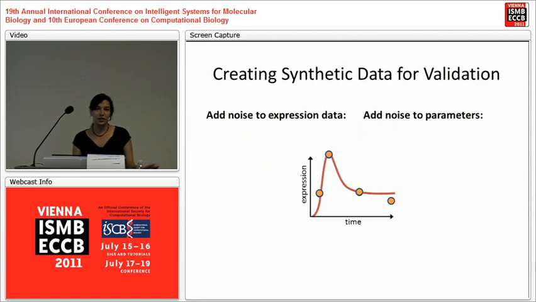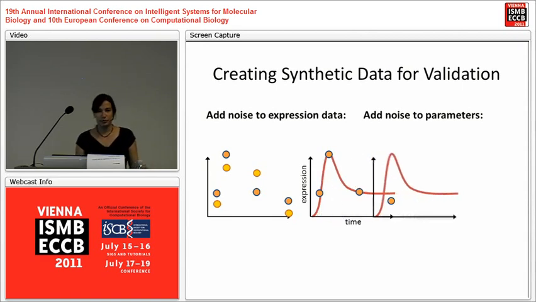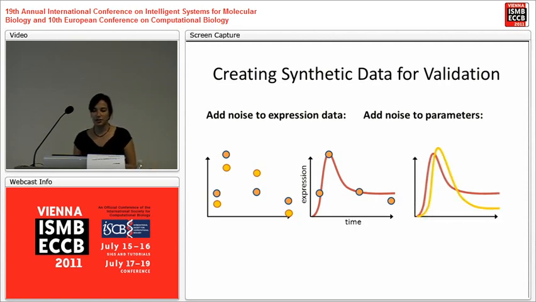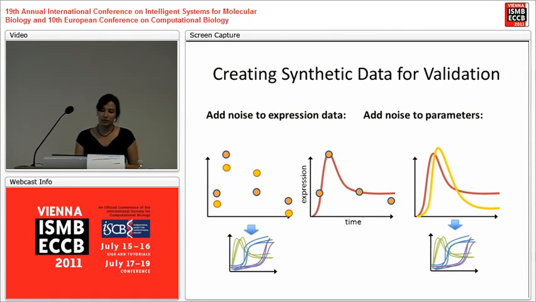So what we did is actually two things. One way to add noise to data is to add noise to the expression data, which is how much the measured expression deviates from the real expression value. And another way is to add noise to the parameter, which is the amount of variation within each cluster, or how much each gene deviates from its prototype within the cluster. So we choose some prototypes from real data that we have, and we create data sets.